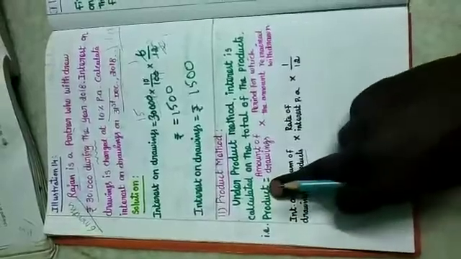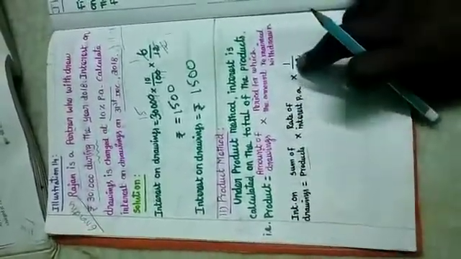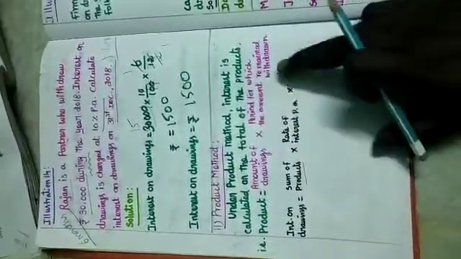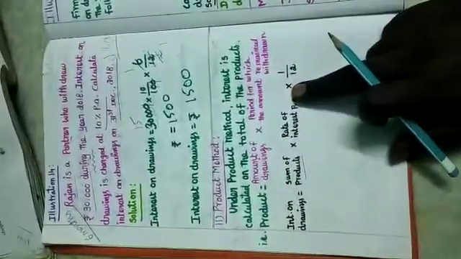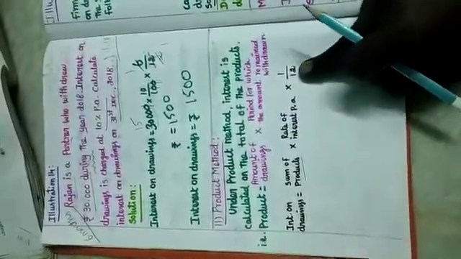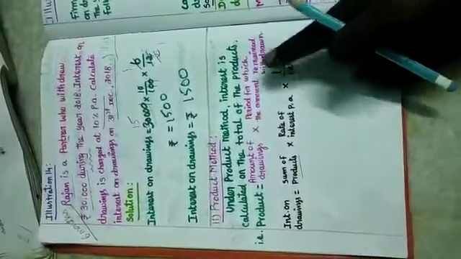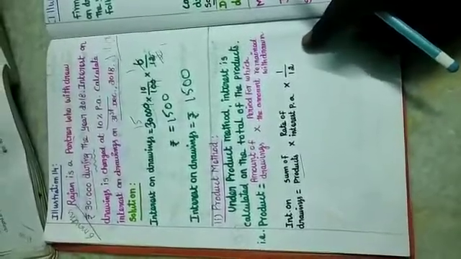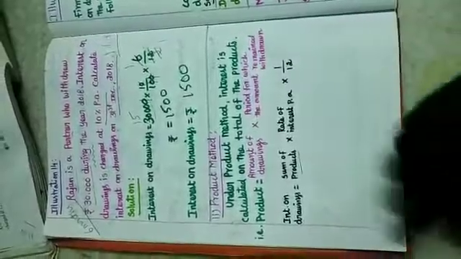So first we have to calculate the product, then we have to calculate the interest on drawings. So sum of products into rate of interest per annum into 1 by 12. In the product method we use 1 by 12 for month calculation. Suppose we are doing day calculation, then 1 by 365, because per day how much will be charged is calculated.